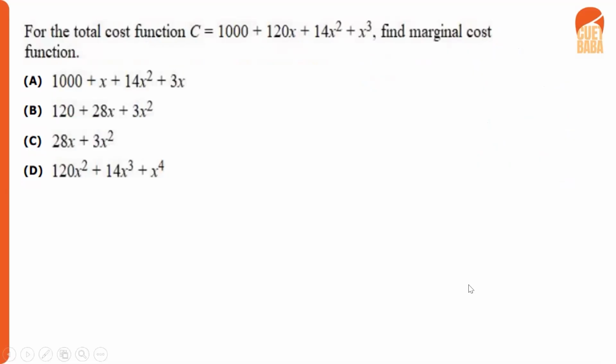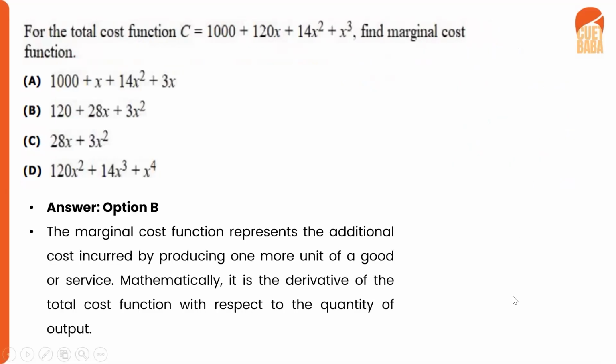Next, we move on to the question where we have to find the marginal cost and the total cost is given. Whenever TC is given, how do we find out MC? MC is always dTC by dQ, right? So here, when TC is given and we have to find the MC, we'll take the differentiation of it. How do we take the differentiation? Here we have 1000 plus 120x plus 14x square plus x cube.